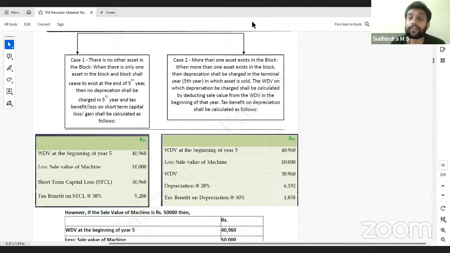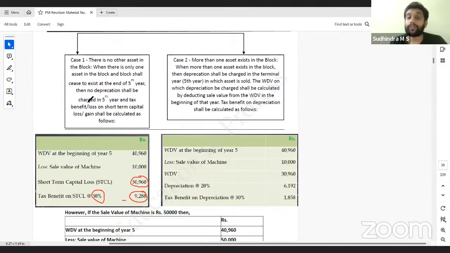30,960 is the short-term capital loss, but I cannot say 30,960 is the tax savings. Why? Because the tax benefit is only at the applicable rate, which is 30%, presuming. If 30% is the applicable tax rate, then 30,960 into 30%, 9,288 is the tax savings, which has to be added or subtracted. Subtracted from the cost. Subtracted from the cash outflow.